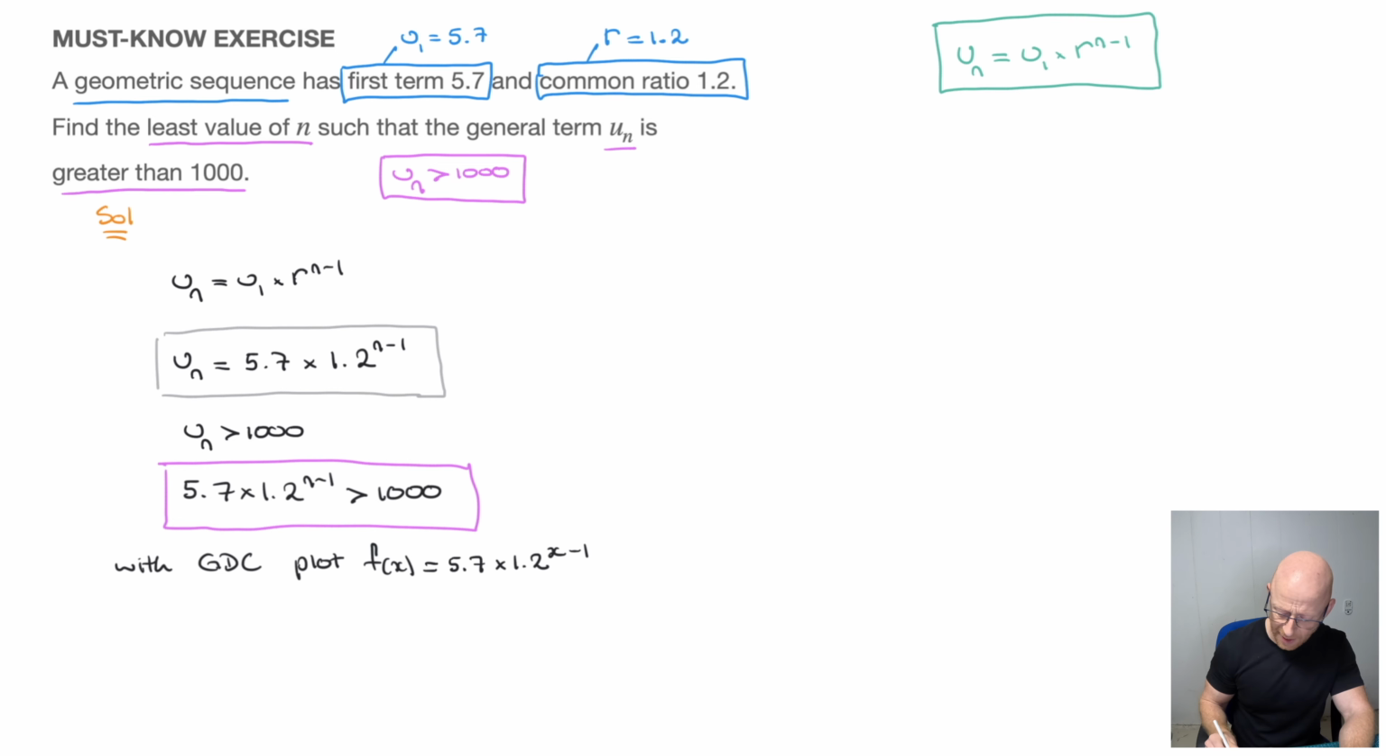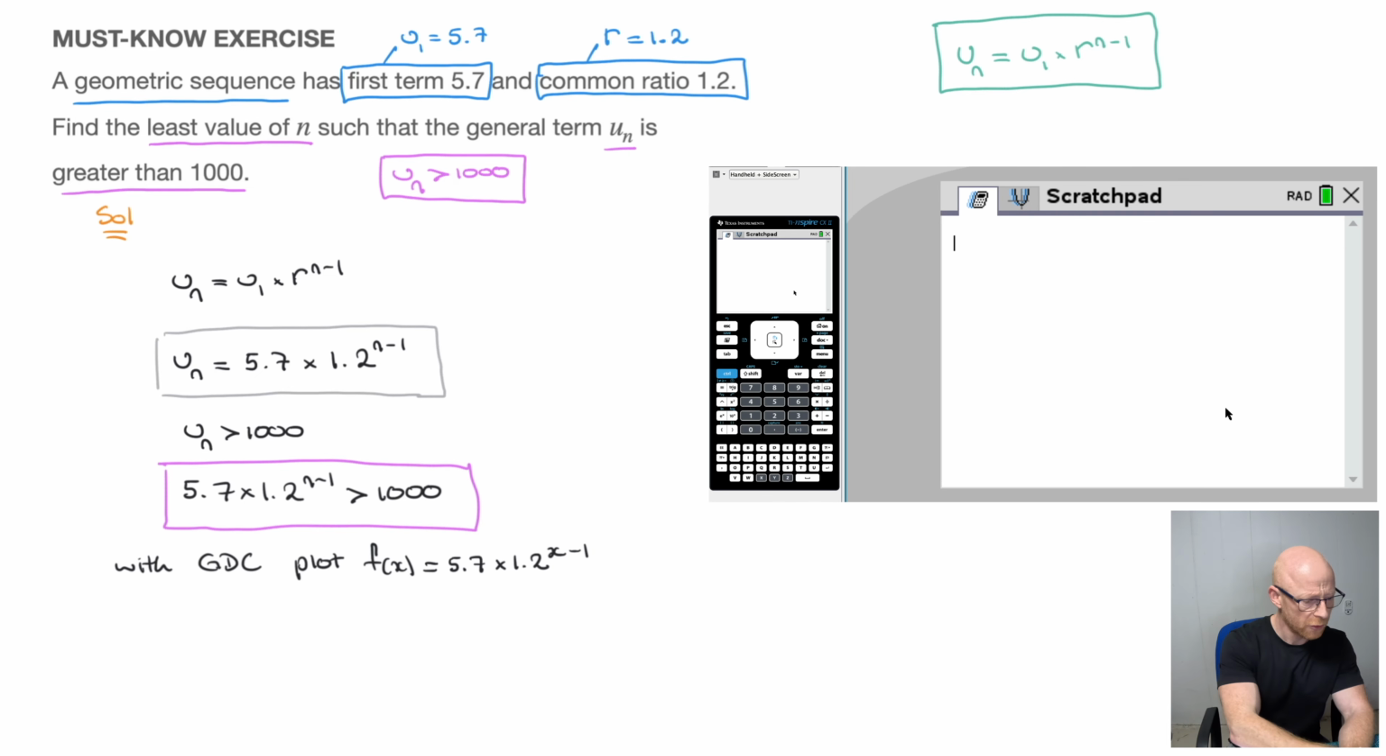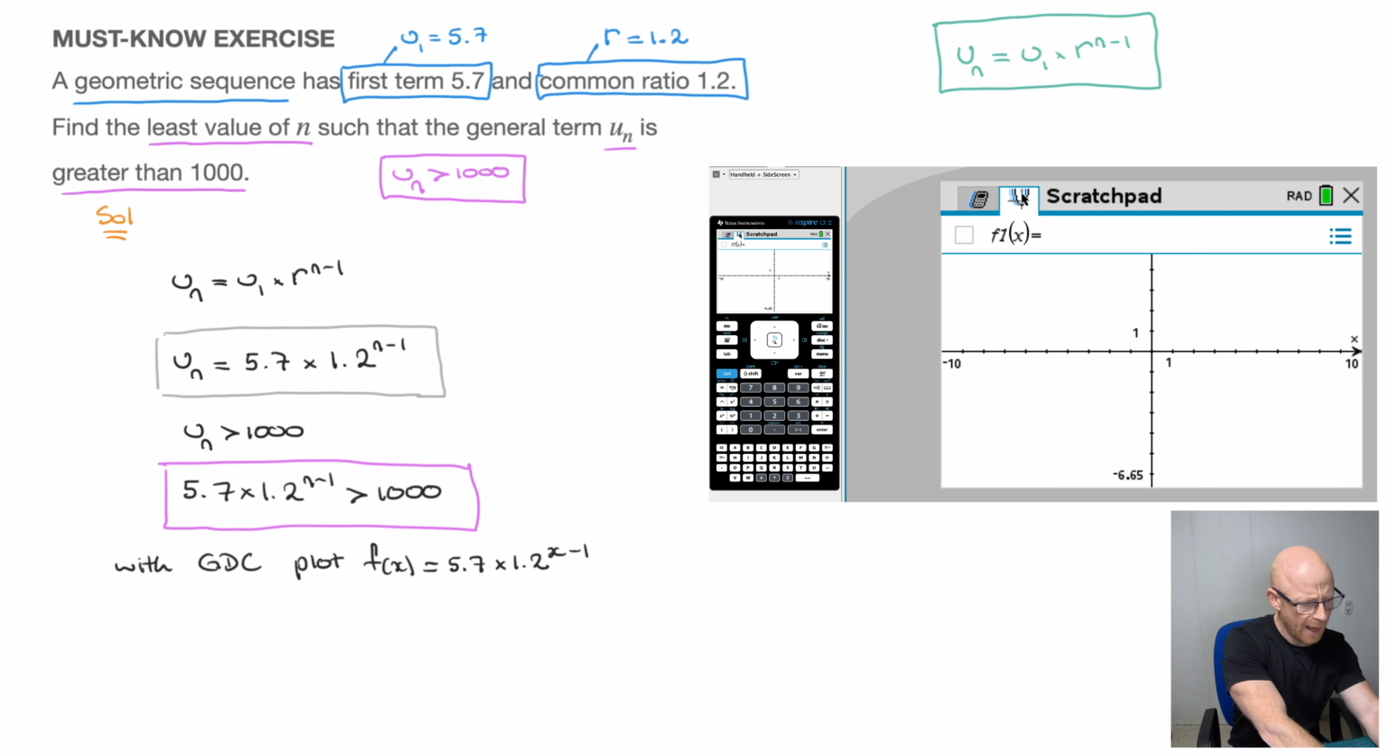Careful, here I'm writing x minus 1 on the exponent, not n minus 1. And now with that in mind, if I move over to my calculator, which you can see on the screen here, I'll go ahead and move to the graph section, which I do by clicking on this tab in the upper left-hand corner, right here, and I'll plot my function. So that's 5.7 times 1.2 raised to the power of x minus 1. And I'm happy with everything I've typed there, so I click on enter.